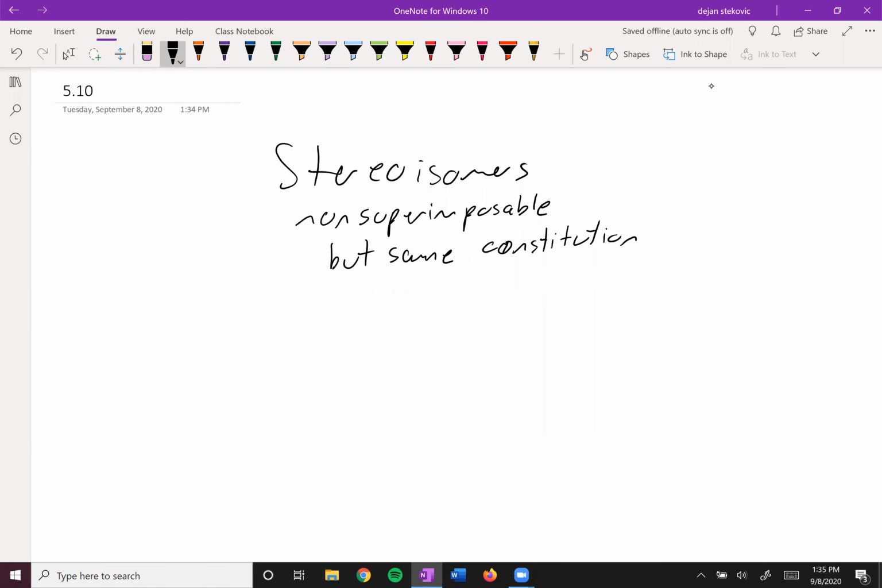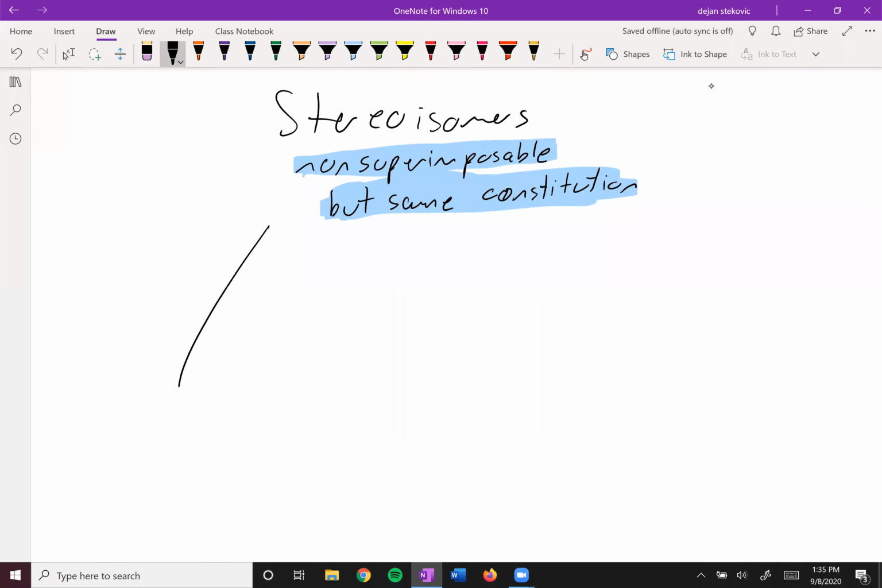All right, so we're talking about stereoisomers, and the only qualifications for a stereoisomer are that it has to be non-superimposable, but it has to have the same constitution, right? Your carbon has to be bound to A, B, and C, right? And so there's two options here.